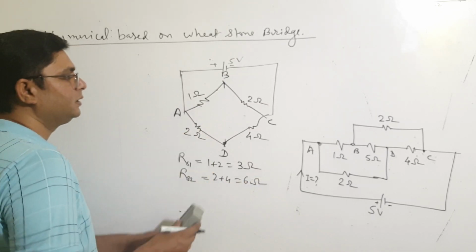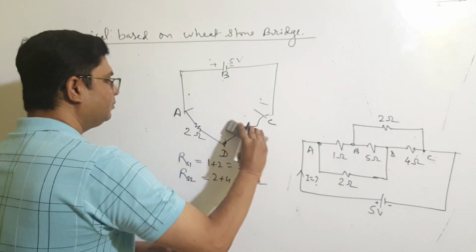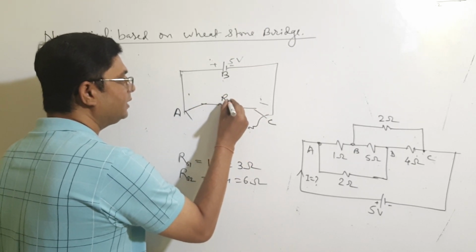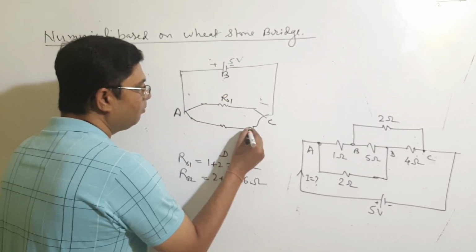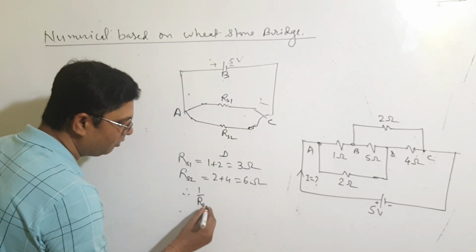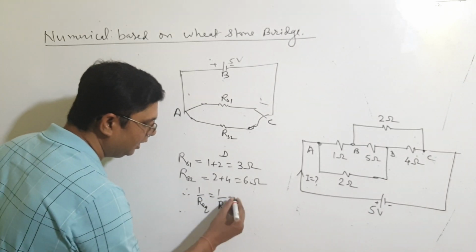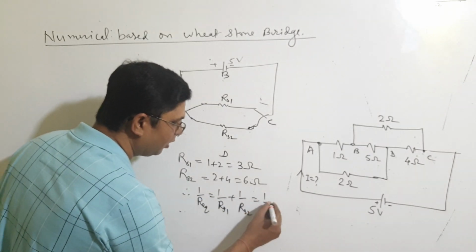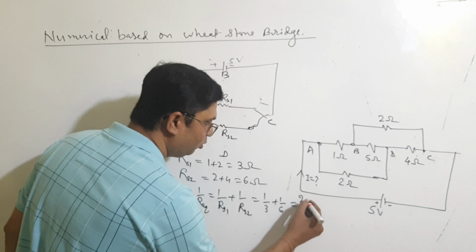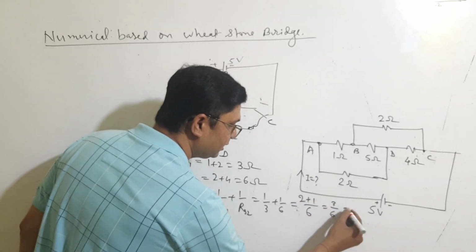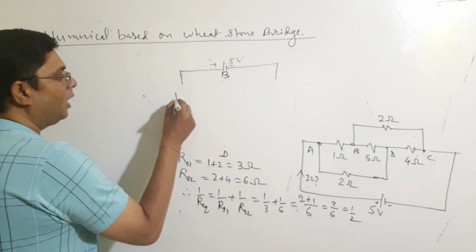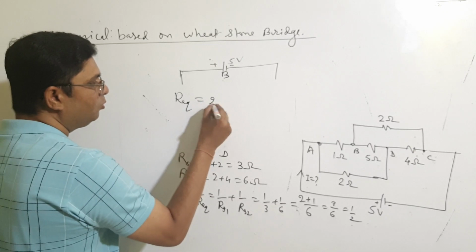Now these two series combinations are working in parallel. This becomes R series 1, this becomes R series 2. So 1 by R equivalent is equal to 1 by R series 1 plus 1 by R series 2, so 1 by 3 plus 1 by 6. The LCM is 6. Here you have 2, here you have 1, so 3 by 6, which is 1 by 2. So you get R equivalent equals 2 ohm.